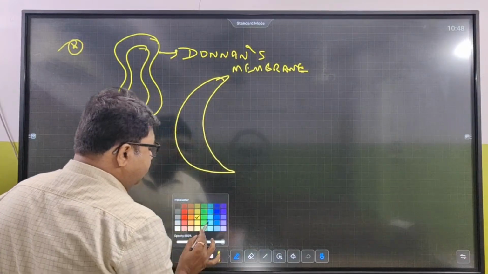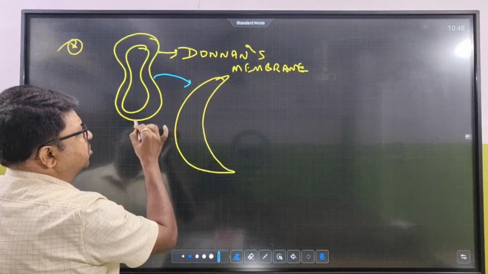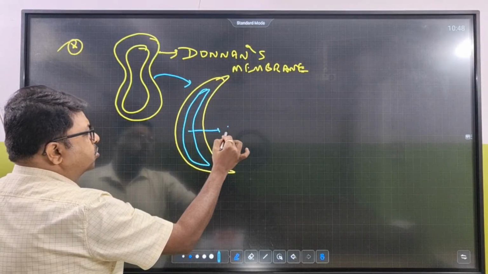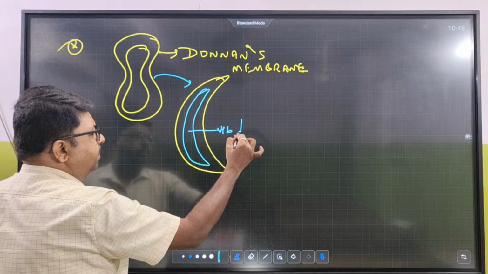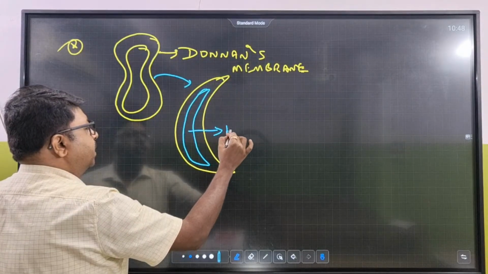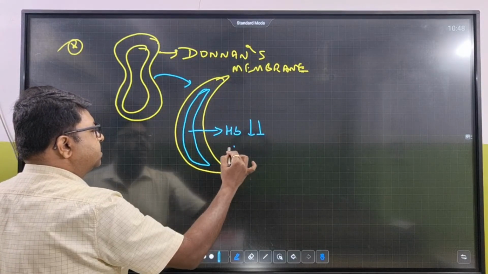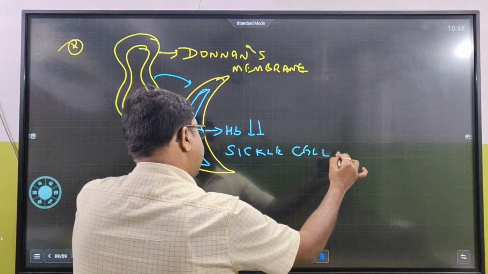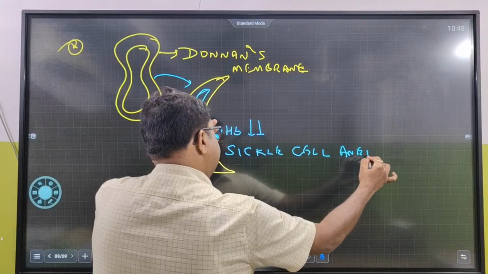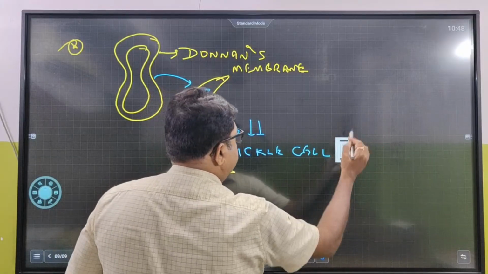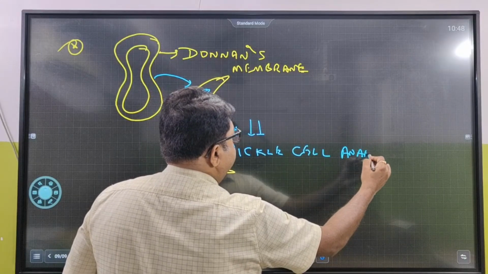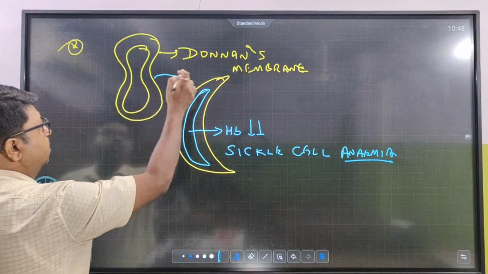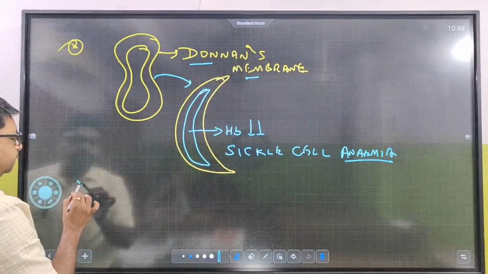So if the RBC changes from biconcave shape to sickle shaped, the amount of hemoglobin inside the RBC also decreases, which ultimately is called sickle cell anemia. We are going to talk about the different types of anemia. Okay, now, so the membrane of RBC is called Donan's membrane.